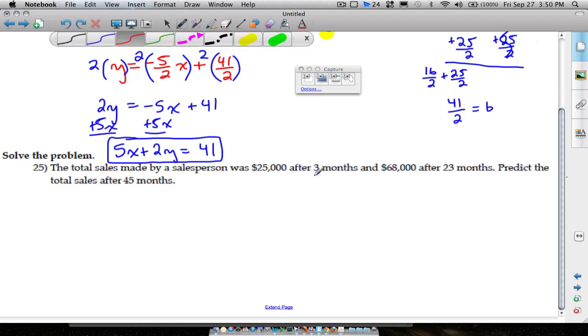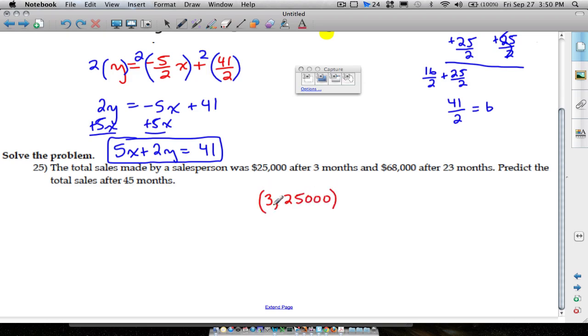Alright, so for this one, I'm going to set up some ordered pairs. I'm going to let the x represent the months. So at 3 months, the sales were at $25,000. And that's total sales, so obviously this number is going to increase as time goes on because we keep adding sales on top of what we've already done. This other ordered pair is 23 months. The sales were at $68,000.